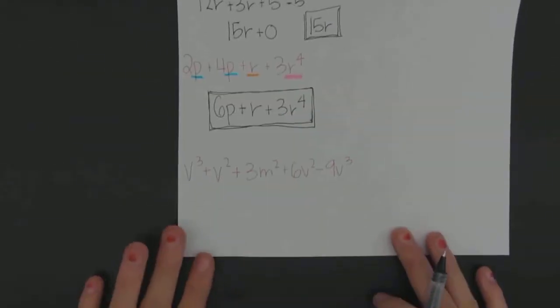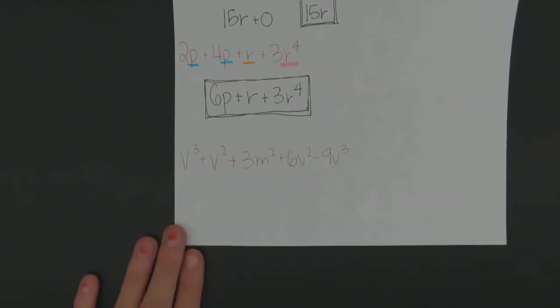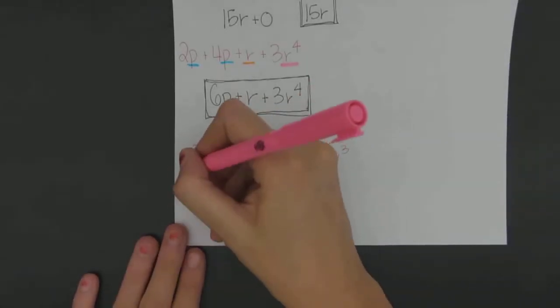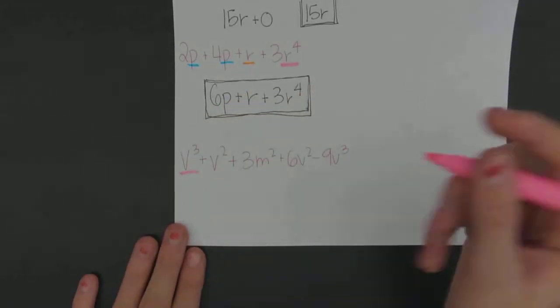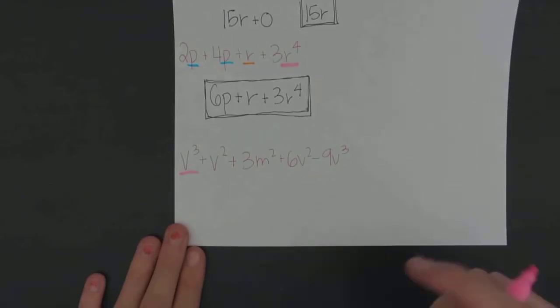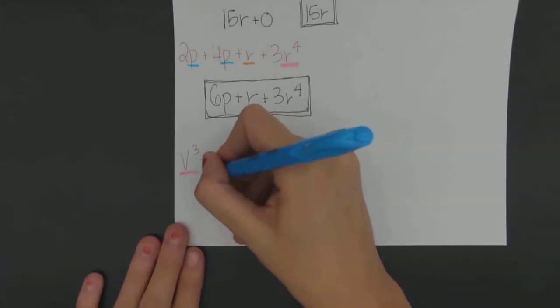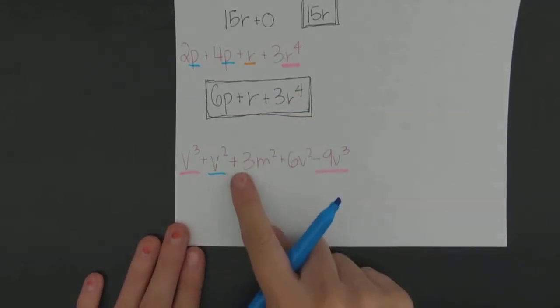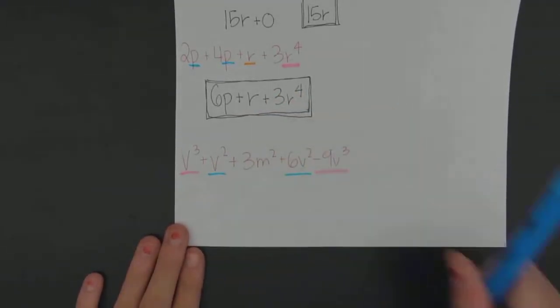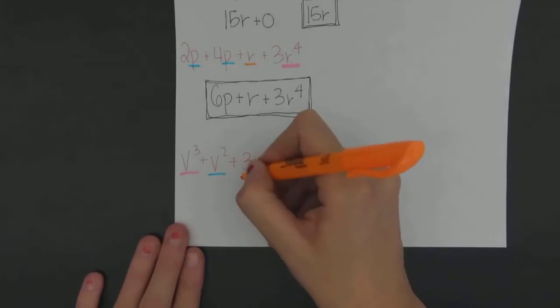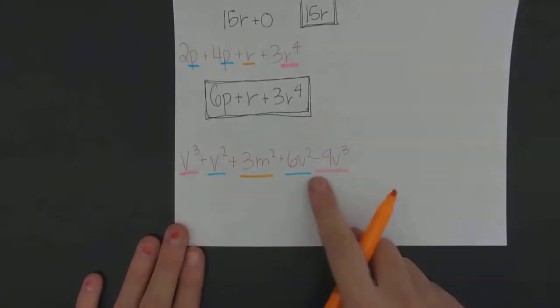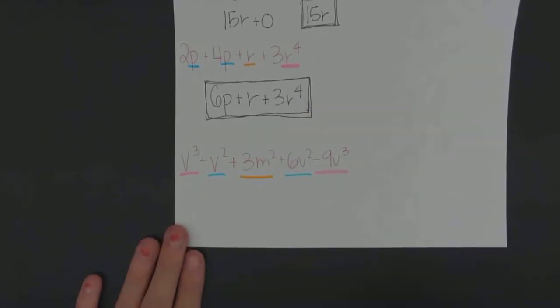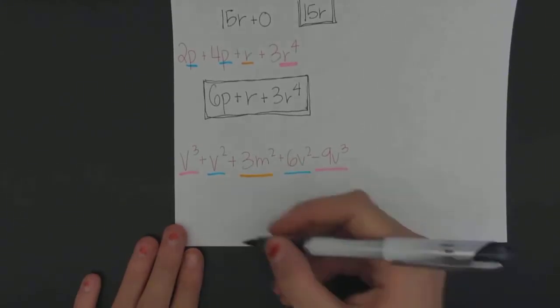All right, and then we have this last one down here that we're going to look at. So I'm going to start labeling. Anything with a v to the 3 is going to be pink. I'm just going to look through this one and see if I have any more. Oh, right there. V to the 3. Okay, anything with a v squared is going to be blue. Do I have anything else v squared? Oh, right there. And then anything with an m squared is going to be orange. Nothing else. Again, I will rewrite this one so that my like terms are by each other.